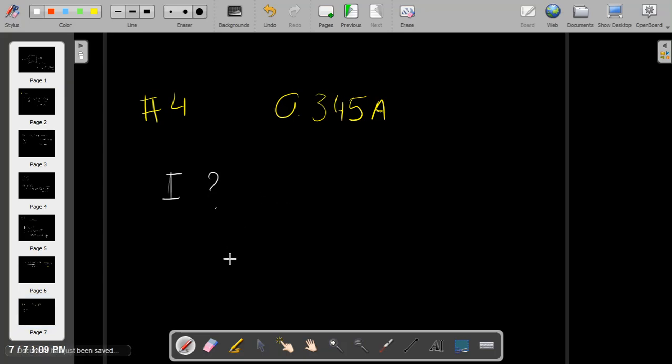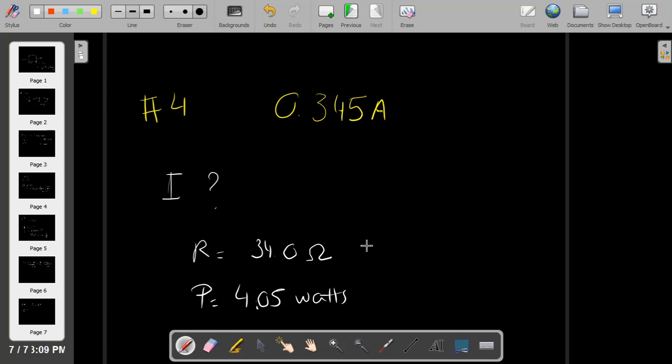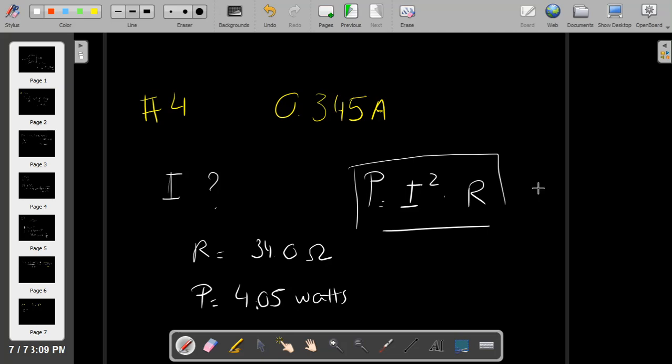Of a circuit that has 34 ohms of resistance. They give you the resistance, okay? That's 34.0 ohms. And uses 4.05 watts. So they give you the power, okay? They give you the power, 4.05 watts. What formula connects those two and will give you your current? Well, this one does that. Power equals your current squared times your resistance. This is it. That's what you need to be using.